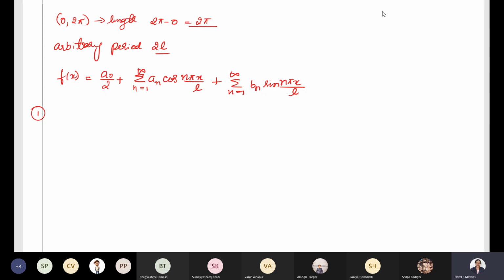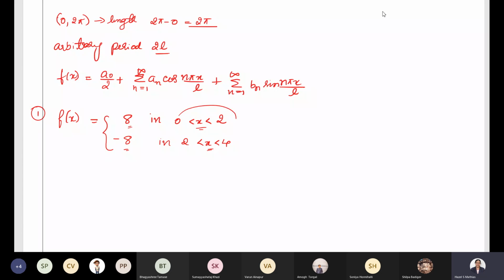We need to find the Fourier series expansion of f of x equal to plus 8 where x lies between 0 and 2, and it is defined to be minus 8 where x lies in the interval 2 and 4. So this is the first question I had given. You can see that it is split into two parts, isn't it? From x between 0 to 2, the function is defined to be 8. When x lies between 2 to 4, the function is defined to be minus 8.